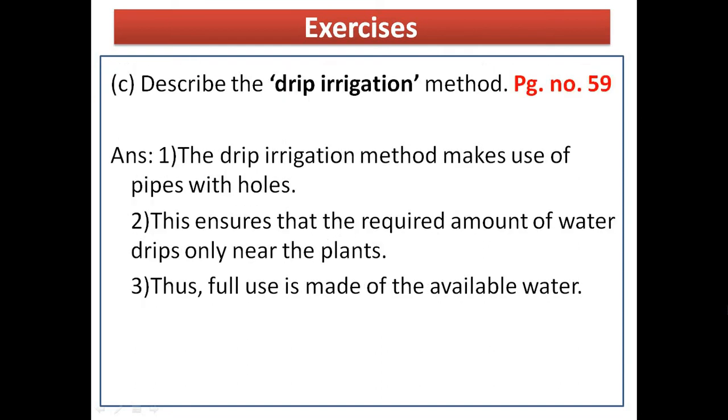Question C. Describe the drip irrigation method. This answer also you'll find on page 59. The drip irrigation method makes use of pipes with holes. This ensures that the required amount of water drips only near the plants. Thus, full use is made of the available water.